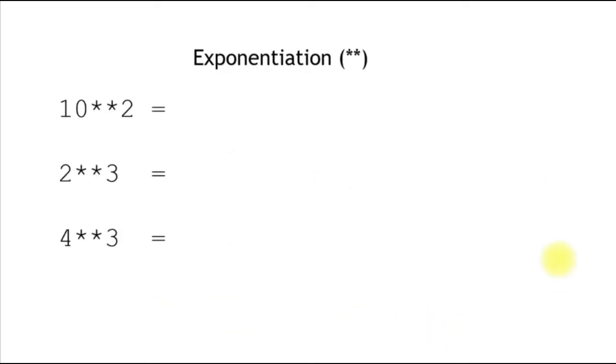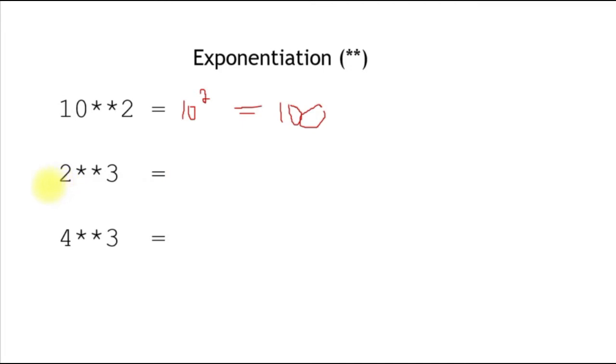Next operator is the exponentiation. So, 10 exponentiation 2. So, meaning, i-multiply natin yung 10 ng dalawang beses. So, dito, same lang siya with 10 na may exponent sa taas na 2. So, 10 times 10 is equal to 100. So, the answer is 100.